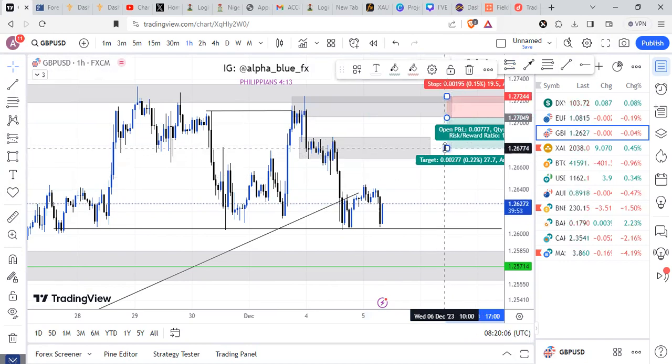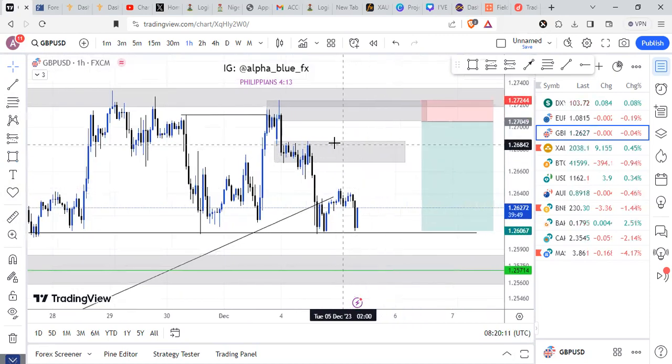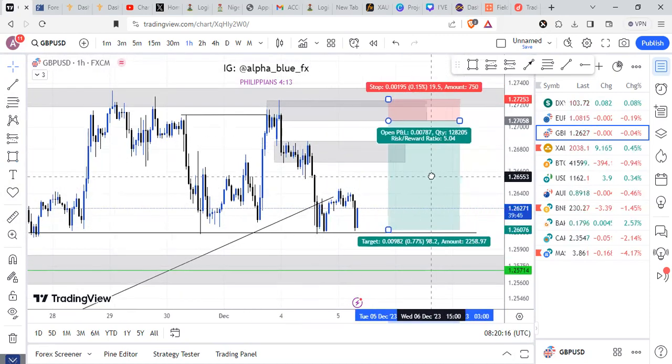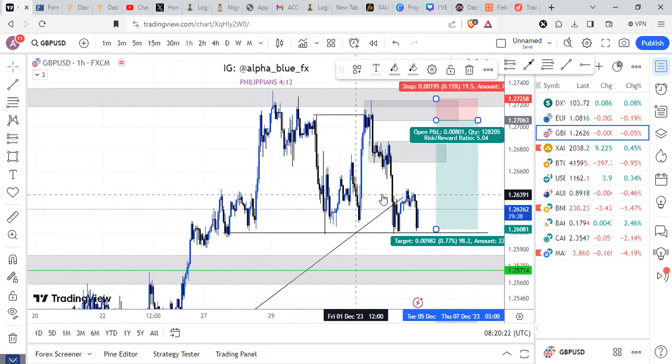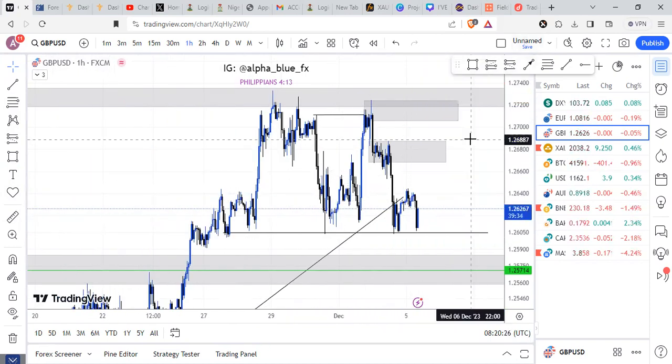They just grabbed this liquidity. Price just grabbed liquidity here and then just sold off. So this was what I was hoping to see yesterday, but it didn't happen. So I didn't have any trade on this yesterday. And as price took off, I wasn't really interested anymore. But now let me show you something interesting on GBP USD.